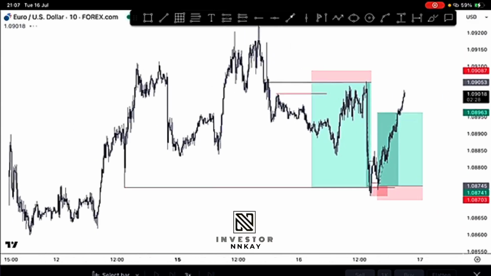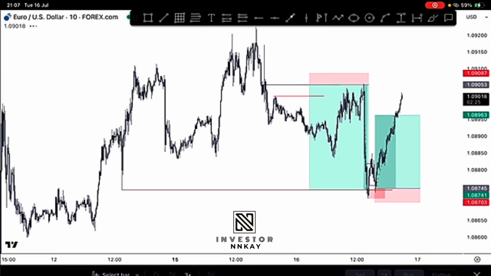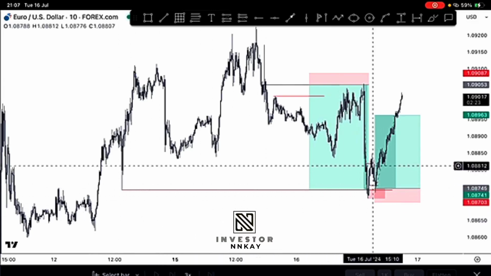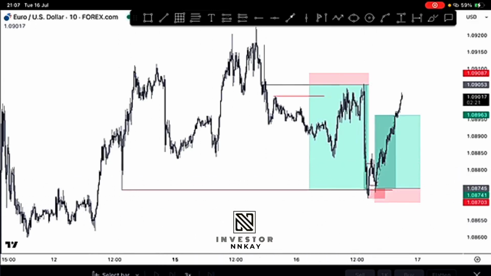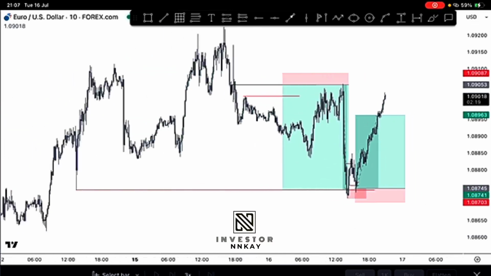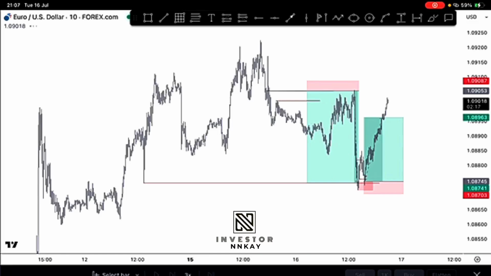Especially the one I loved the most was the buy. I love the buy so much because 1 hour sweep and 5 minute mitigation, and you're good to go. All right, so what I'm going to do is clear this and then analyze for the week. So that's how I got the buy, that's how I got the sale.